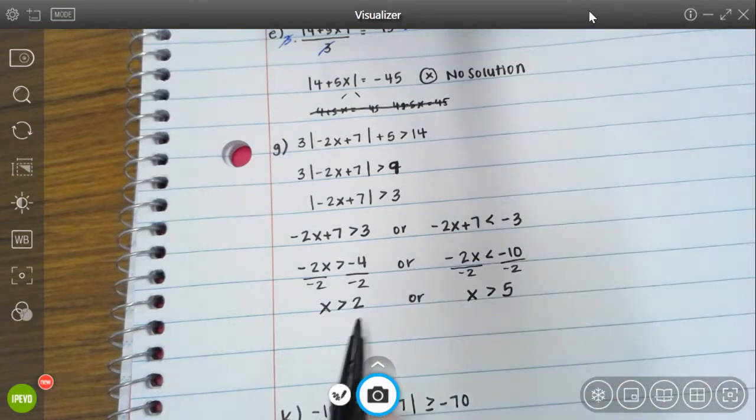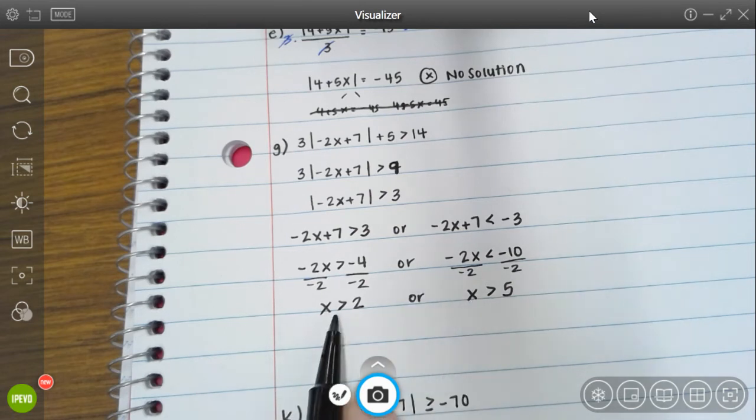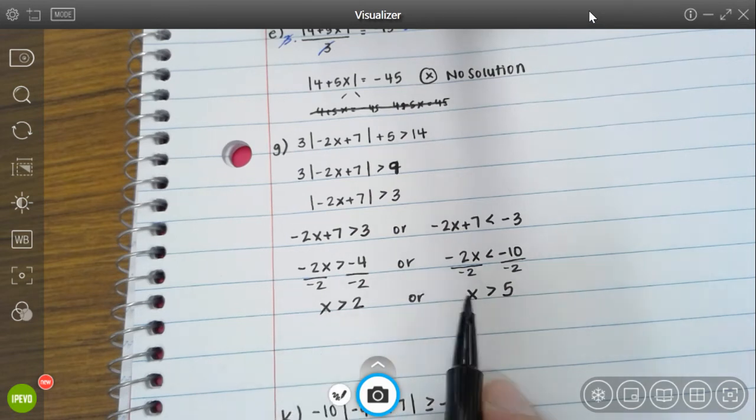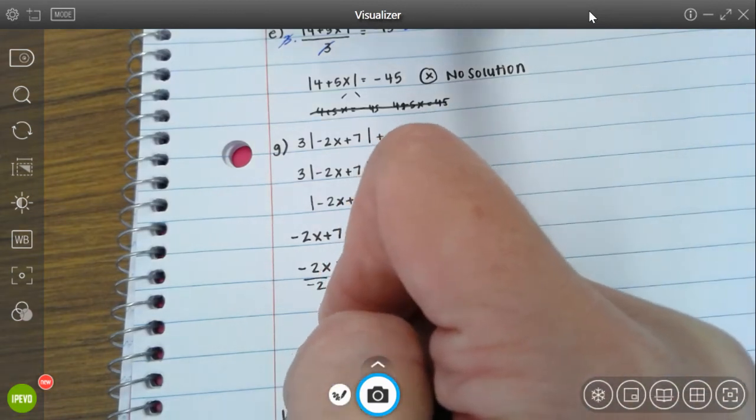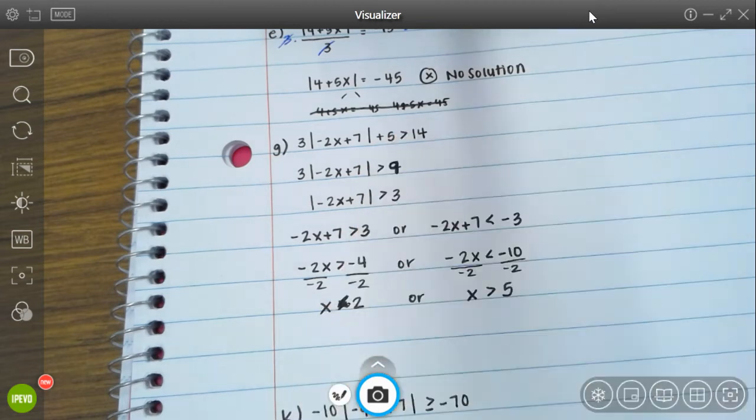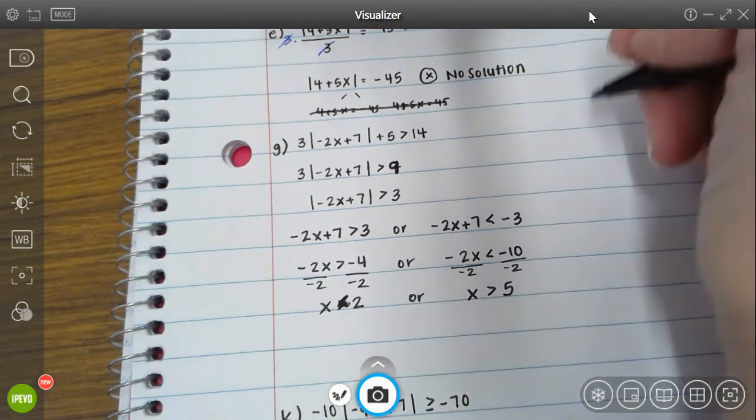So when I go to check these, remember that we want to make sure that these are going to end up working. I'm just going to pick an x value that's less than 2 or an x value that's greater than 5. Whoops, this should have flipped. That should be x is less than 2. Sorry. X is less than 2 or x is greater than 5.